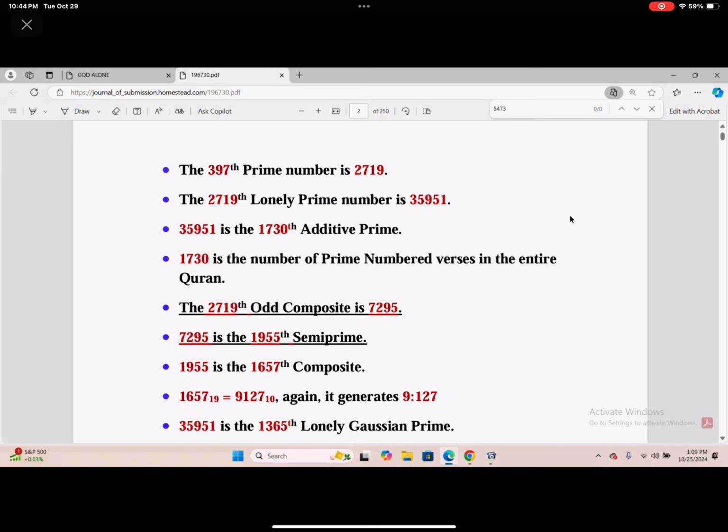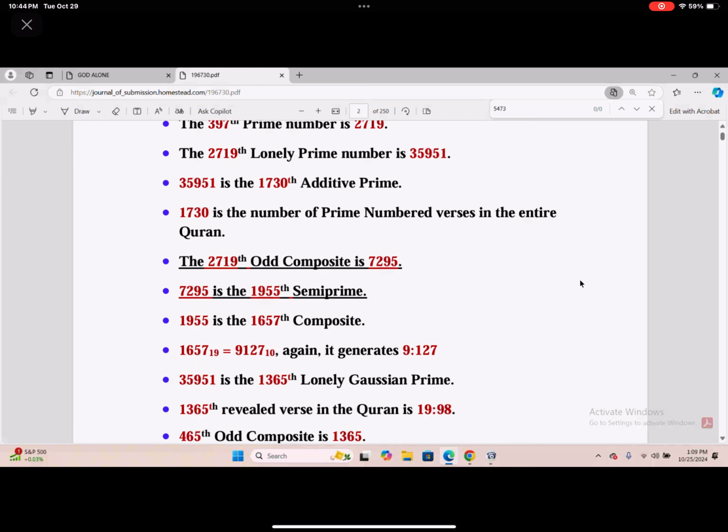The 2719th odd composite is 7295, but 7295 happens to be the 1955th semiprime, and 1955 is the 1657th composite. And again you notice that the digits of 1657 add up to 19. So 1657 in base 19 is 9127 in base 10. Again, it generates 9127.